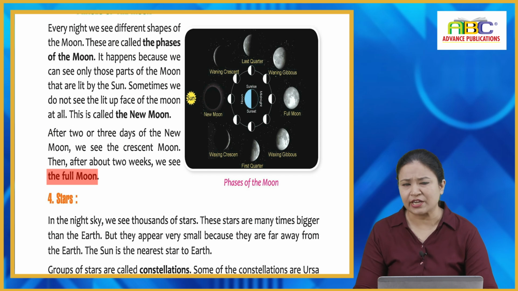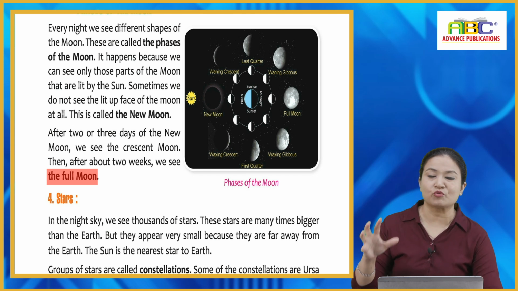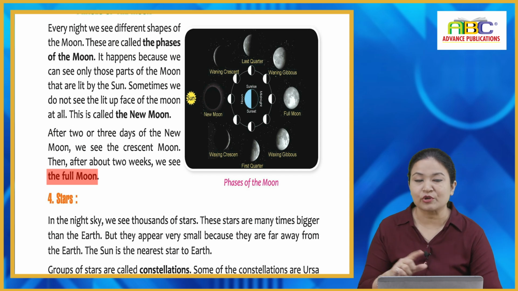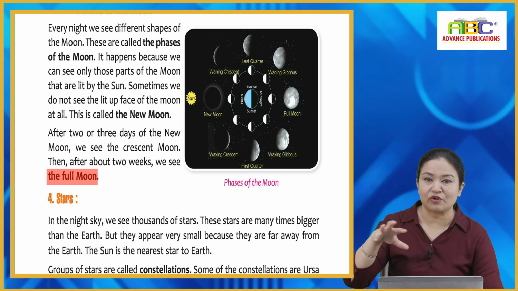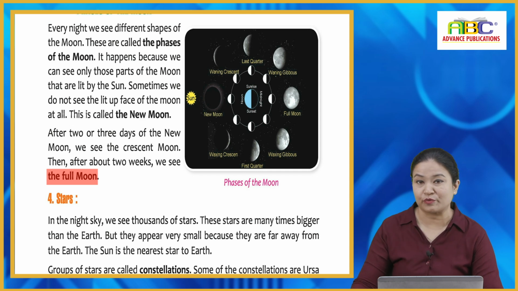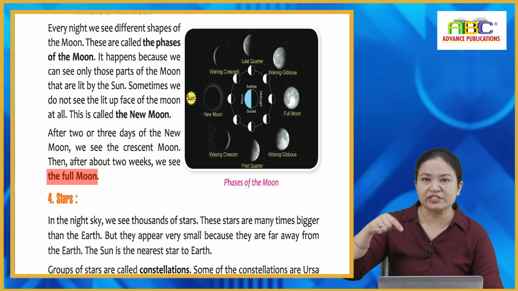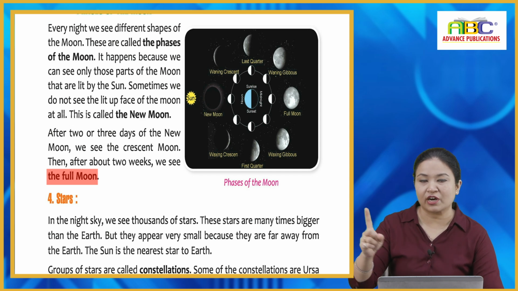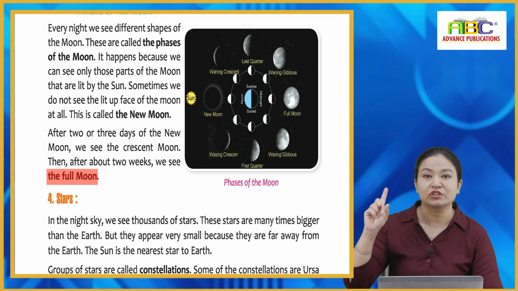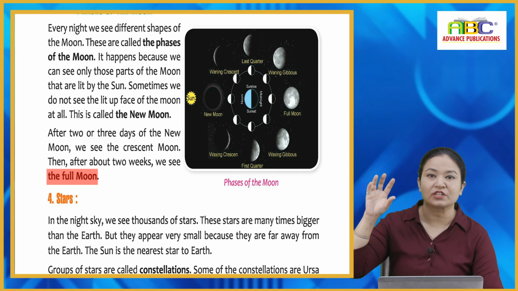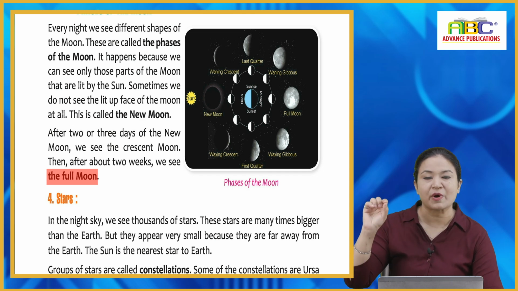So children, at night, have you observed the shape of the moon? It changes regularly. It doesn't remain the same throughout the month. So these changes of shape are called the phases of the moon. Why does it change its shape? Because it revolves around the earth and the earth revolves around the sun. So when the sun's light falls on the moon, the part on which the light falls, this part we can see from earth.